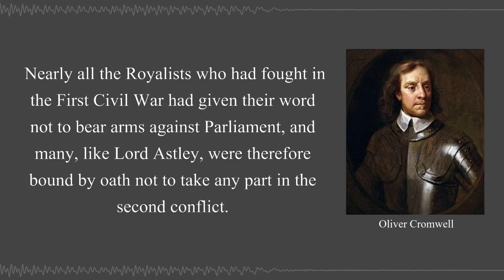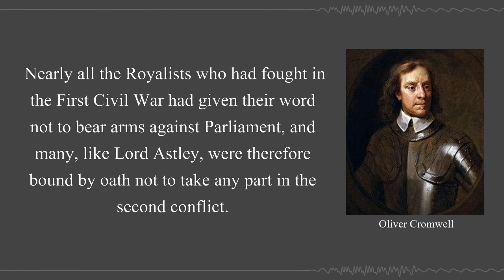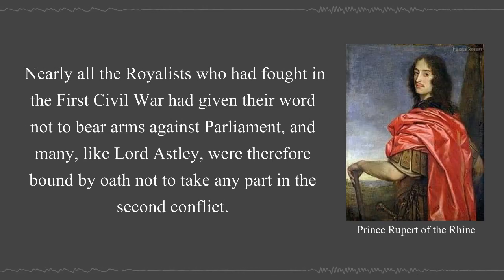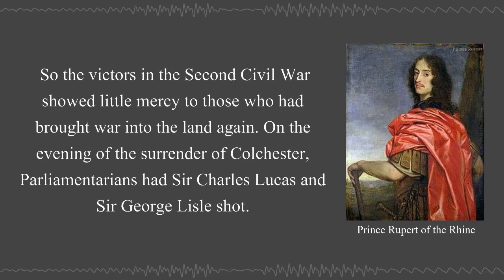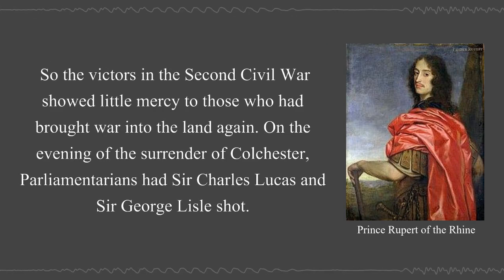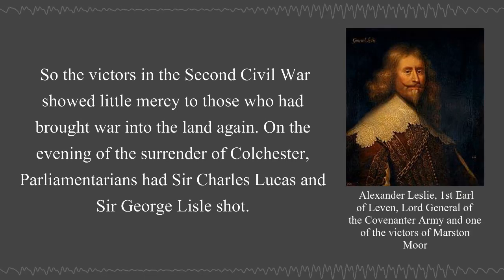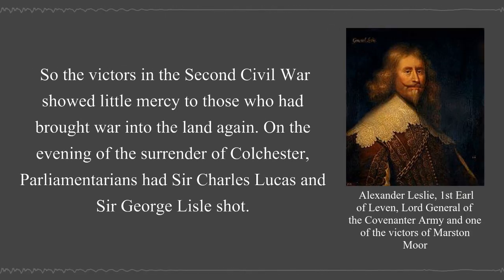Nearly all the Royalists who had fought in the First Civil War had given their word not to bear arms against Parliament, and many, like Lord Astley, were therefore bound by oath not to take any part in the second conflict. So, the victors in the Second Civil War showed little mercy to those who had brought war into the land again. On the evening of the surrender of Colchester, Parliamentarians had Sir Charles Lucas and Sir George Lisle shot.